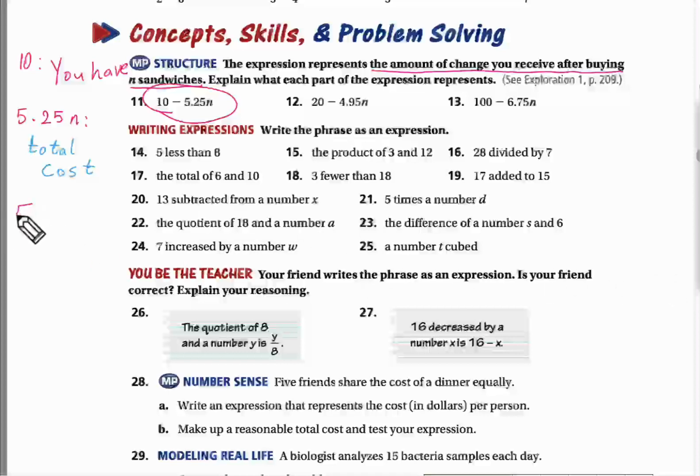What is 5.25, 5 and 25 hundredths? What is this? Anyone? What is this number? What's the meaning of this number in the question? The decimal point? No. It's 5.25. The price of one sandwich. This is the price of one sandwich.